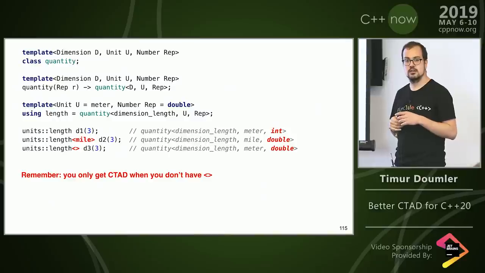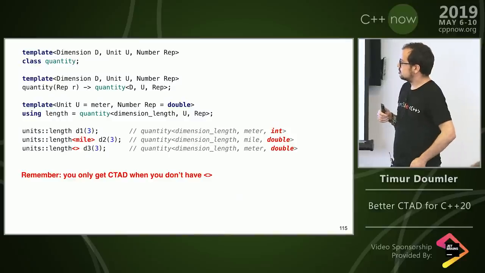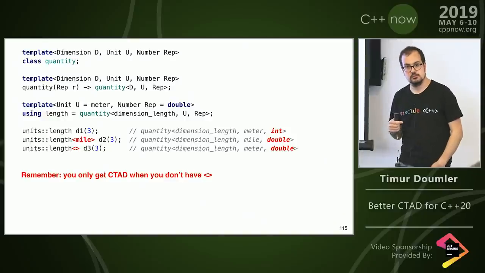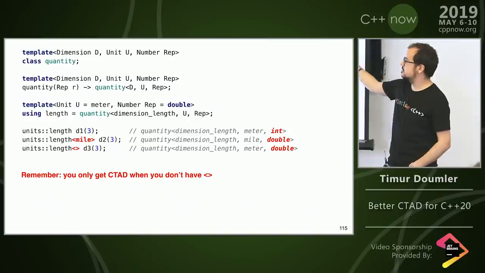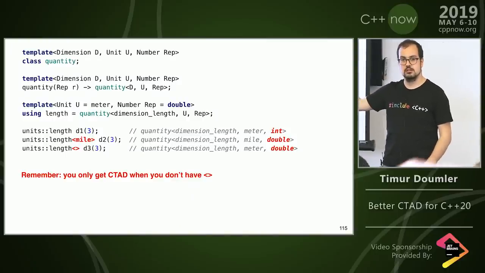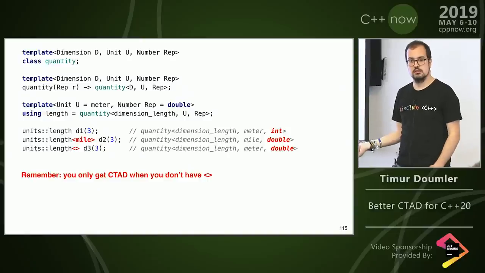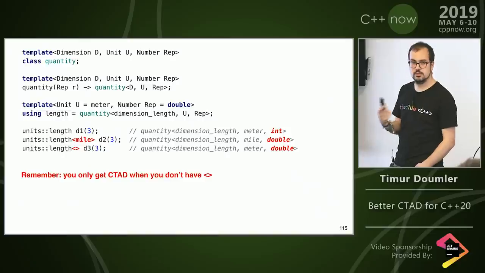Yes? If you make a template alias, miles, that is units length, mile, number, five. Yes? Then you get. Well, if you have another template alias, then it would have another name. It would not be length. You would have to give it another name, right? Yes, miles, for example. But this would still be a template alias. Yes. But it would do CTAD and would deduce some. So as soon as you don't write angle angle, it will do CTAD.